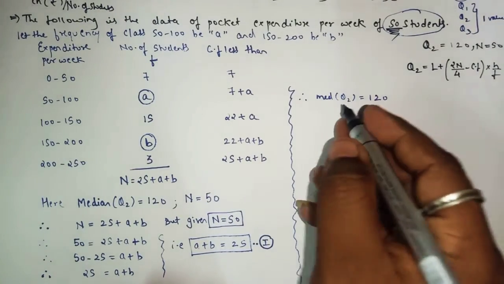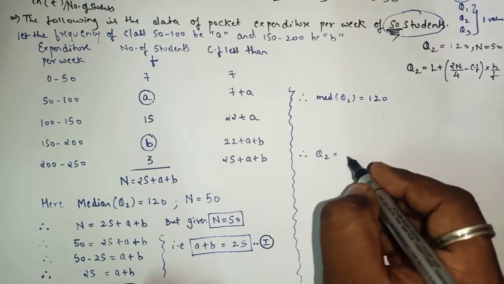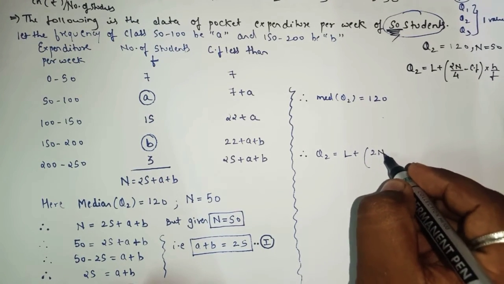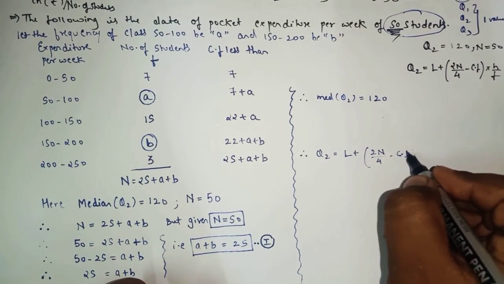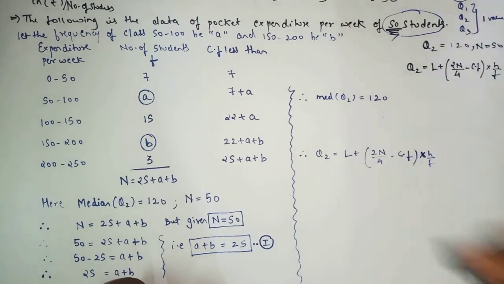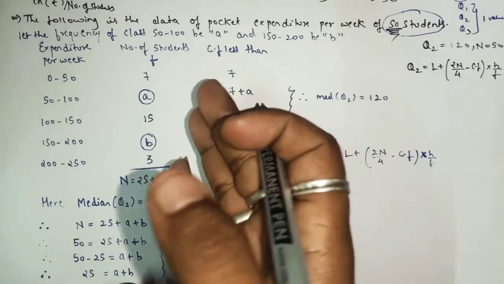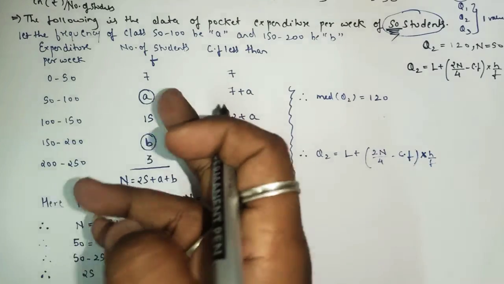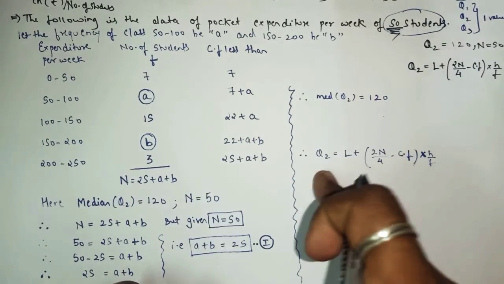Okay, and of course if we have the value of q2, we have to apply the formula of q2 only, yes or no? So q2 will be equal to what? L plus (2n upon 4 minus cf) into h upon f. As we have the value of q2, we have to apply the formula of q2 only. Suppose in this question we get the value of q1, then you will apply the q1 formula. If they say you have the value of q3, you will apply the q3 formula. For now we have q2, so we'll apply the formula of q2 only.